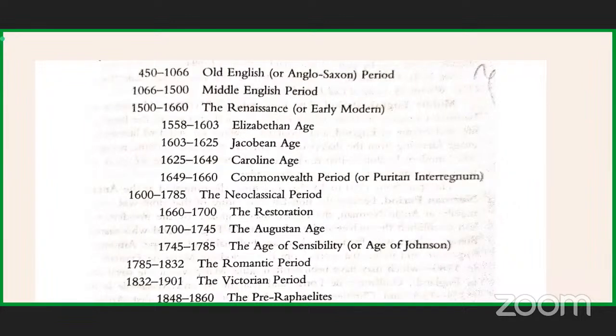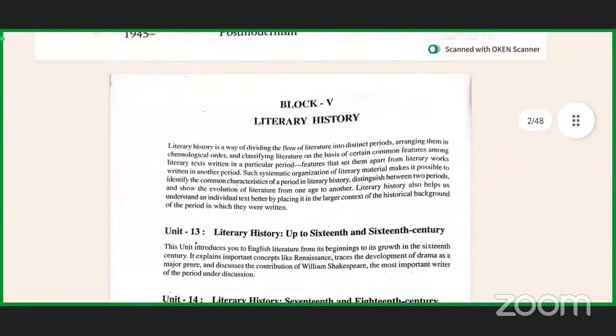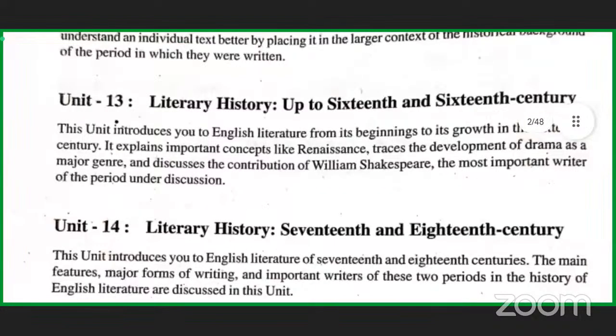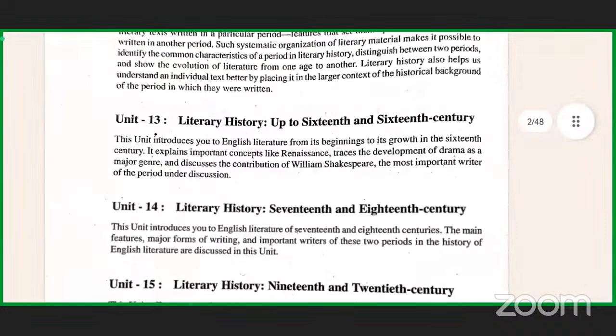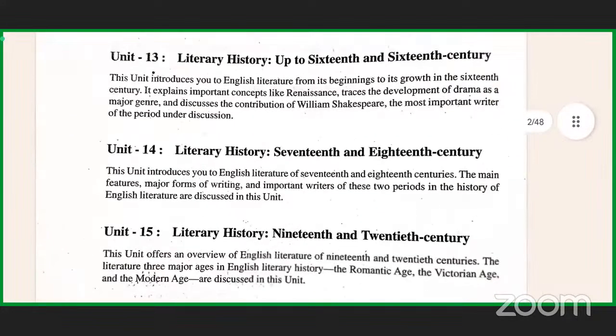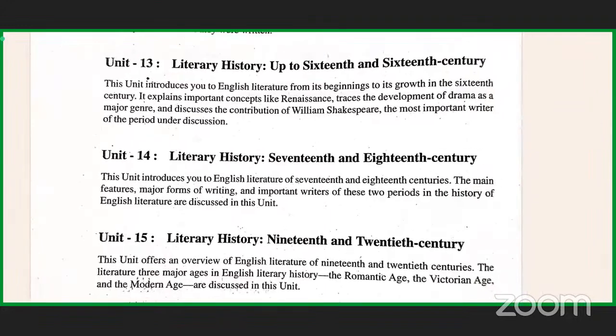Now, in this particular unit, we are going to talk about three things, three aspects in three chapters or three units. First is literary history. All of them are talking about literary history. Literary history up to the 16th and 17th century, means from the beginning till the 16th and 17th century. There is a mistake. It's talking about 16th and 16th again. So it will be 16th and 17th century.